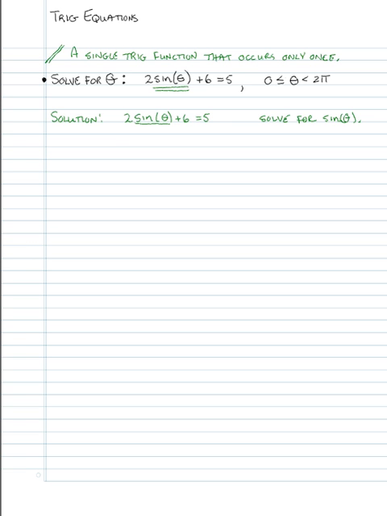That means we need to subtract 6 on both sides. So we'll have 2 times the sine of theta is equal to 5 minus 6, and of course, we know that's negative 1. So we have 2 times the sine of theta is equal to negative 1. Now, we'll continue trying to solve for the sine of theta, so we need to divide out the 2. When we divide on the left side by 2, we'll be left with just sine of theta. When we divide on the right side by 2, we'll be left with negative 1/2.